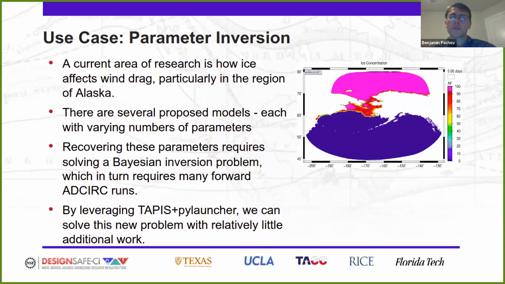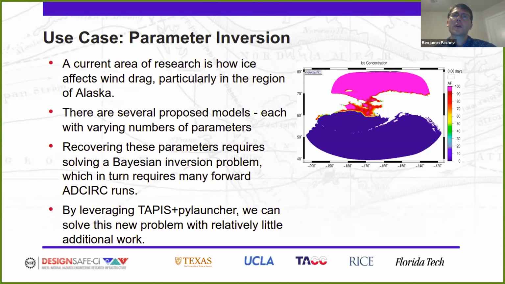So the second use case for this TAPIS pylauncher framework was parameter inversion. And this is the stuff that Carlos works on. So if I say anything wrong, Carlos, feel free to correct me. One aspect of the ADCIRC model we're trying to investigate is how ice affects the wind drag. And there are a lot of constitutive models for this. All of them have a certain number of parameters, and we also have some observed data.